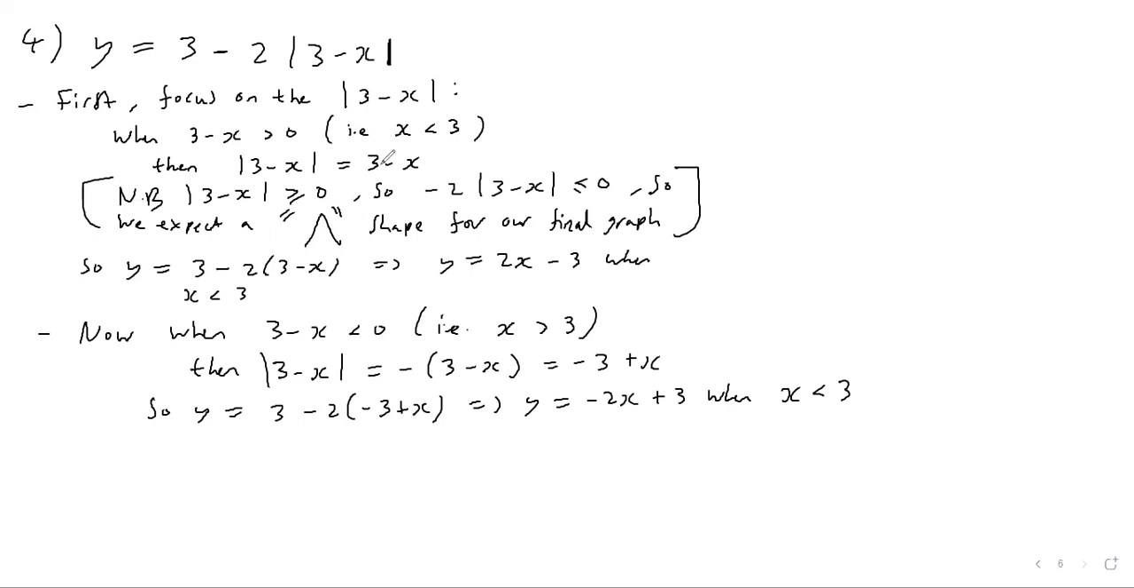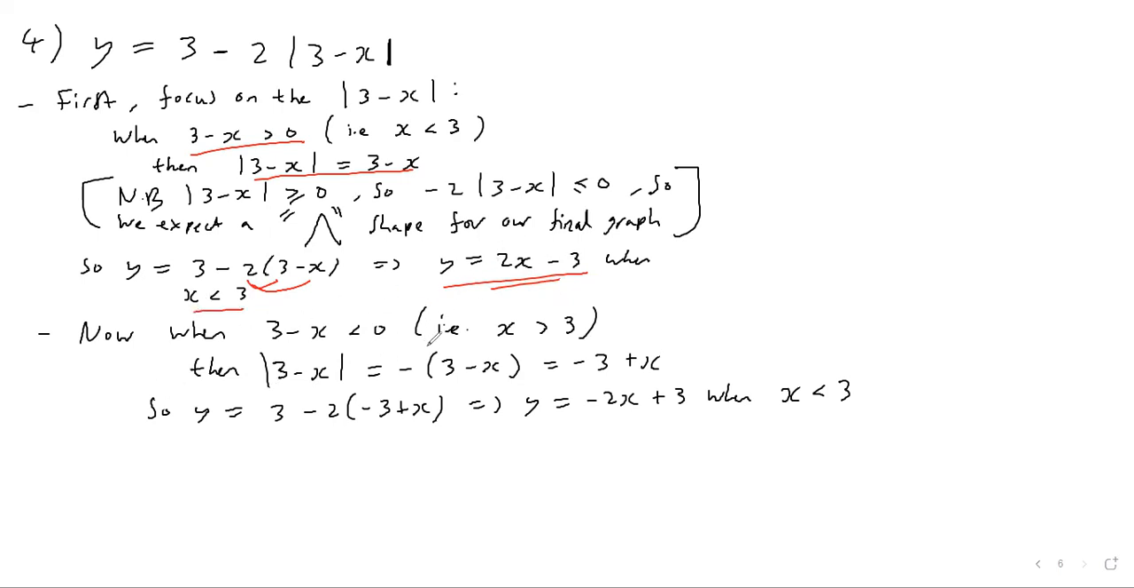So when 3 minus x is bigger than 0, that means that 3 minus x is equal to the modulus of 3 minus x. So therefore, what we can say is that y is equal to 3 take away 2 times the modulus of 3 minus x, which in this case is just 3 minus x. Then when we expand the brackets and simplify, by expanding the 2 with the 3 and the minus 2 with the minus x, we get this result here. So when x is less than 3, we get this graph there.